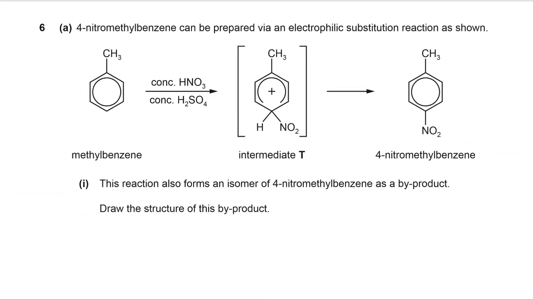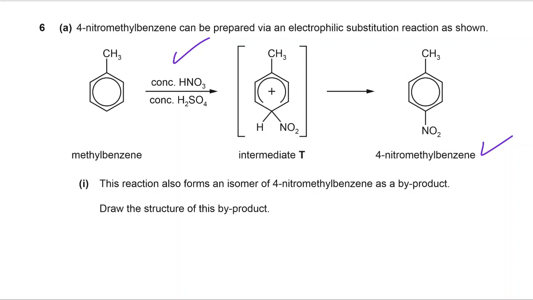And the next question, you have 4-nitromethylbenzene, which is this one, can be prepared by an electrophilic substitution reaction as shown. First of all, nitration by using concentrated nitric acid and sulfuric acid. We have this intermediate, and then we have formed 4-nitromethylbenzene. Okay, the reaction also forms an isomer of 4-nitrobenzene. That means we will have another compound plus something.